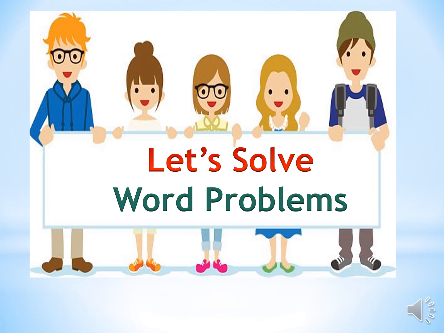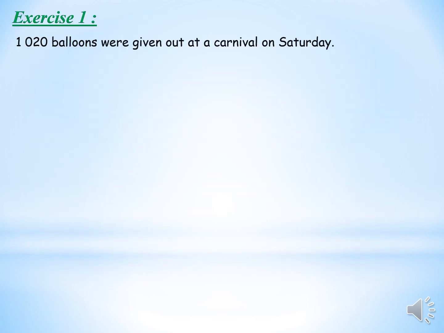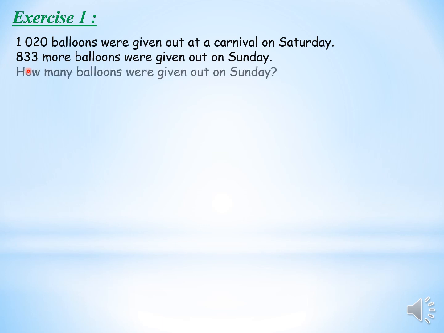Shall we solve some word problems, even children? Okay. See the first question. 1020 balloons were given out at the carnival on Saturday. 833 more balloons were given out on Sunday. Question: how many balloons were given out on Sunday? Okay, 1020 were given on Saturday. 833 more were given on Sunday. Question: how many balloons were given out on Sunday?